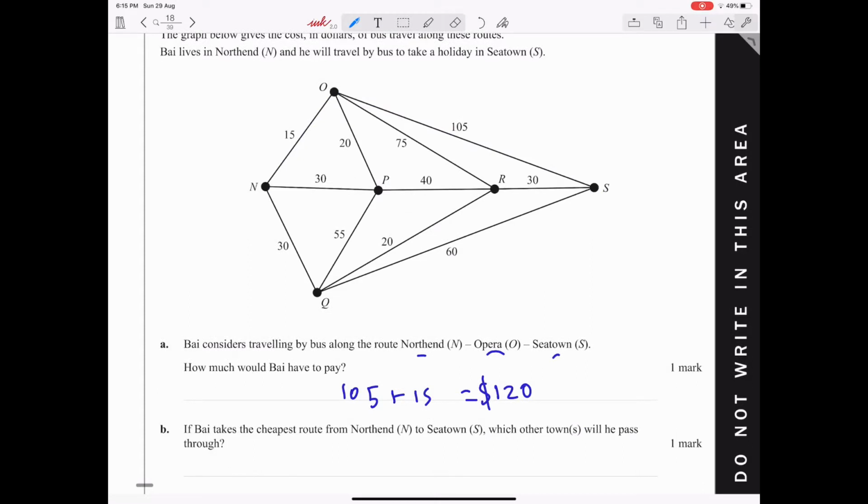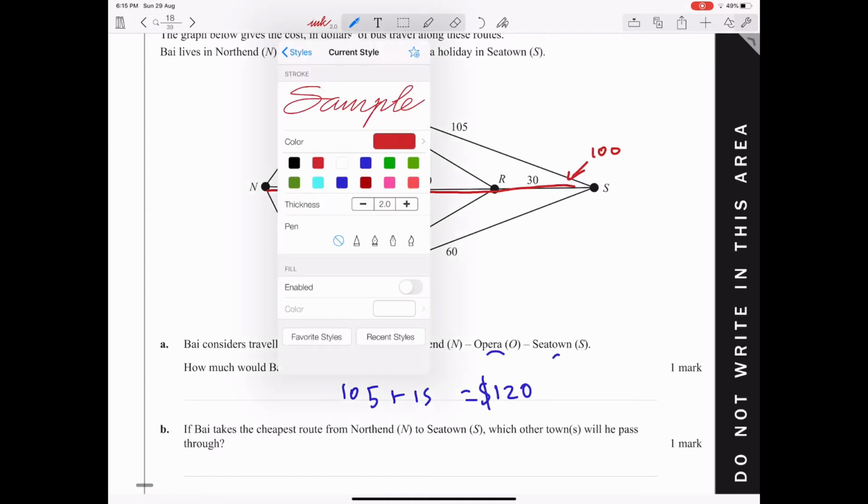B. If buyer takes the cheapest route from Northland to Seatown, which other towns will he pass? So this is basically just trial and error. You just gotta look for the cheapest route from Northland to Seatown. So basically you can do 30, 40, 30 over there, which is 100. Or the other option could be Dijkstra's algorithm, but that would be quite time consuming for the second question on the exam. So I'll just do it by looking at it.